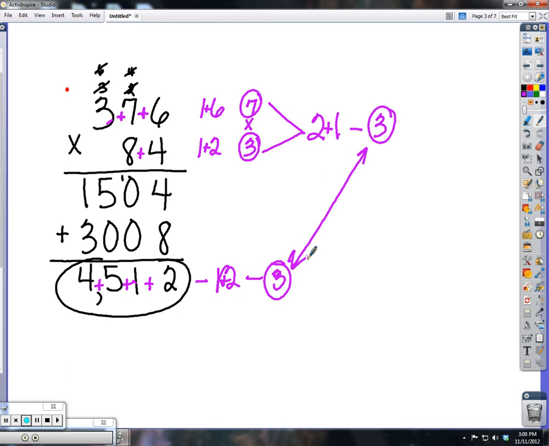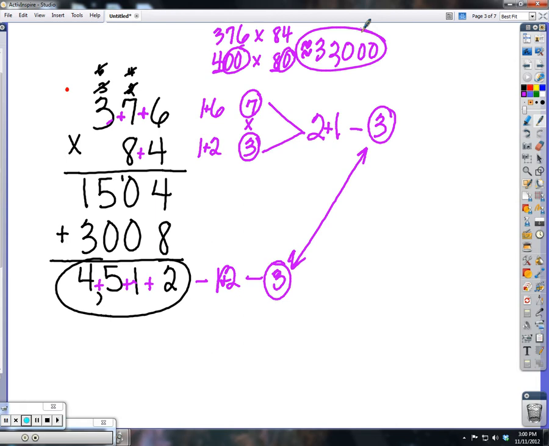Another thing that I could have done, and probably should have done in addition to the digital root check, is round to find a rough estimate. 376 rounded to the highest place would be 400. 84 rounded to the highest place would be 80. So if I multiply 4 times 8, I would get 32 and add 3 zeros to the end. So my answer should be approximately 32,000. However, my answer is far from 32,000.